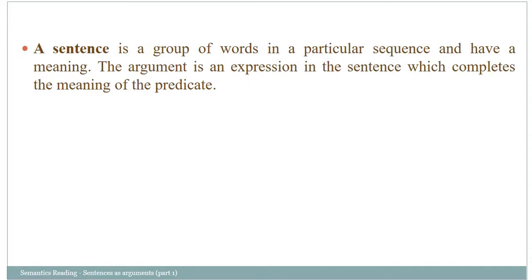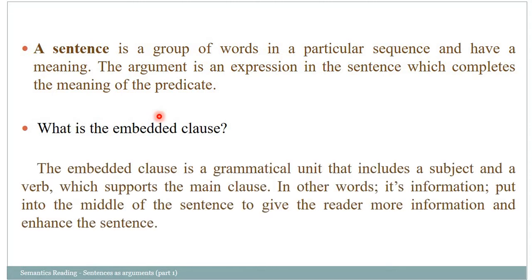Then let's start with the definitions first. So a sentence is a group of words in a particular sequence that has a meaning, and the argument is an expression in the sentence which completes the meaning of the predicate. So what is an embedded clause? Embedded in Turkish means gömülü. So the embedded clause is a grammatical unit that includes a subject and a verb which supports the main clause. In other words, it's information put into the middle of the sentence to give the reader more information and enhance the sentence. So this embedded clause actually in Turkish means yan cümle. Ana cümlenin parçası olan küçük cümlecik diyebiliriz.